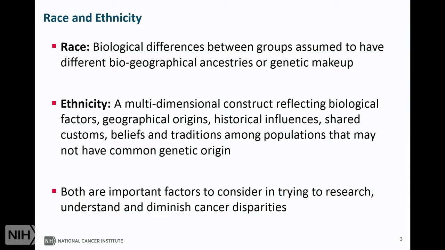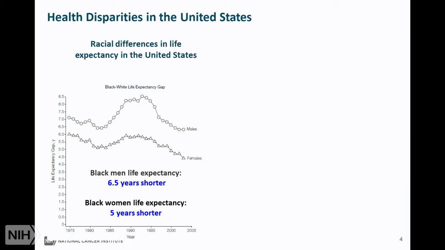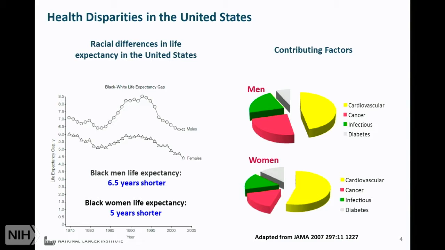And as I mentioned, both of these are important in studying disparities research. One of the first things that I want to do is give you a sense of what disparities look like in the US. Shown here on the graph on the left, you can see differences in life expectancy in the United States, specifically based on race. The first thing that you should hopefully appreciate is that for both men and women, in general, Black men are expected to live 6.5 years shorter and Black women about 5 years. That's a really significant difference in life expectancy. Studies, of course, have been done to figure out what the contributing factors are. While cardiovascular disease contributes quite a big chunk to this differential in life expectancy, cancer also plays a very important role.